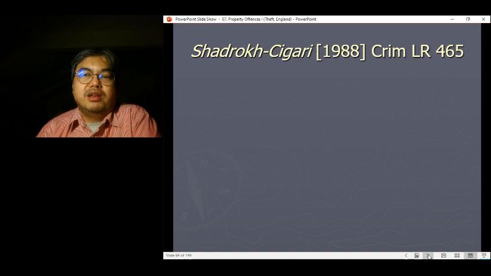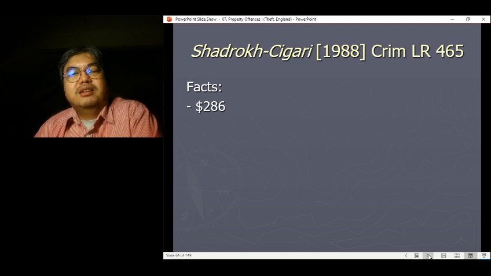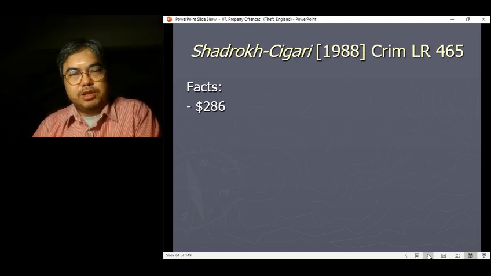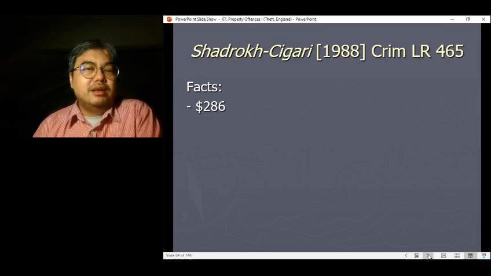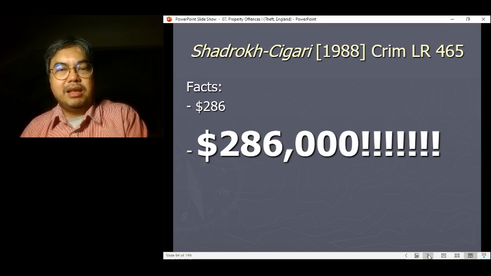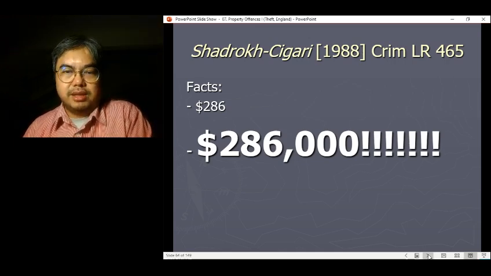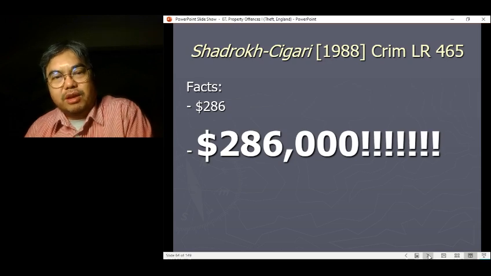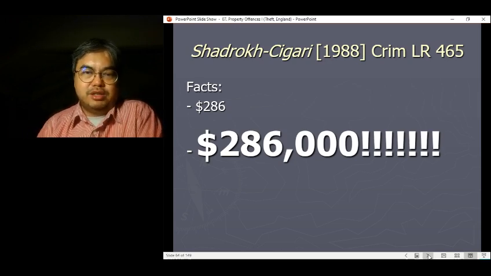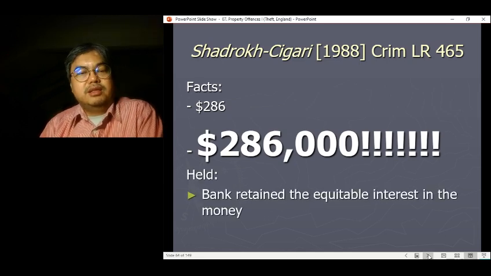So Shadrach Shigari, right? In this case, basically he asked the bank to transfer $286. This American bank, British bank kind of thing, right? So the amount was supposed to be $286, but the bank instead transferred $286,000. Okay, so you're under obligation to restore, not all of this, but only $286,000 less $286, right? So how much is that? 285,000 and something. Okay, you can do the calculation yourself. I've counted so many times I've forgotten anyway. So it was held that the bank retained the equitable interest in the money, obviously.